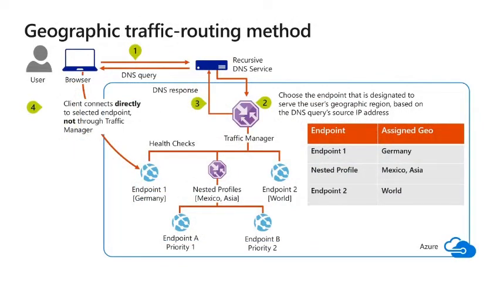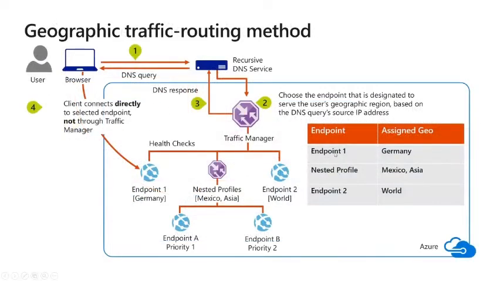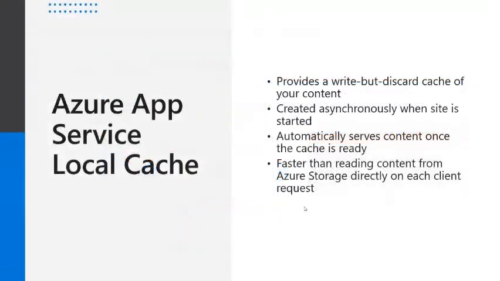Geographic traffic routing method, which is different. So don't get confused between performance traffic and geographic, because with performance it checks how much time it takes for certain regions, and here it is decided that if you are in Germany, then endpoint 1 will be used, and if you are in Mexico, then the nested profile priority endpoint will be used, endpoint A and endpoint B. So this is based on geography.